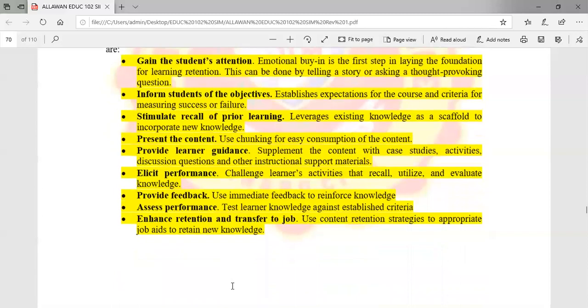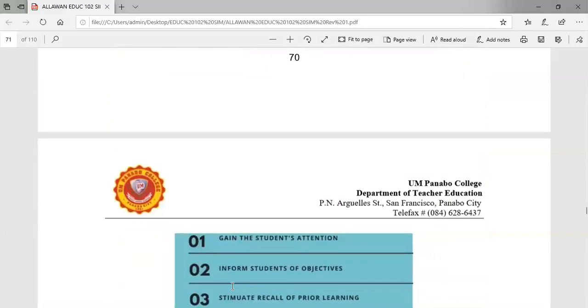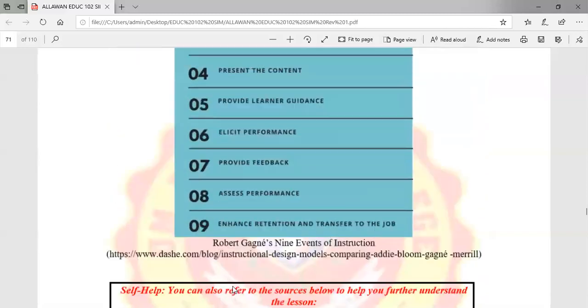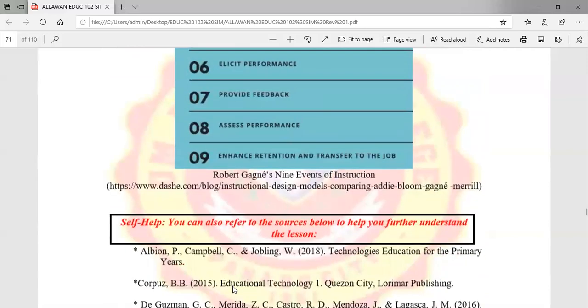So those are the following models on this topic. So ito pala siya yung nine according to Robert Gagne, 9 events of instruction.